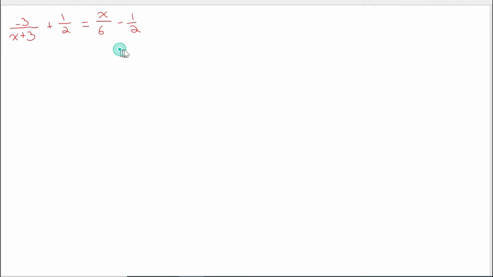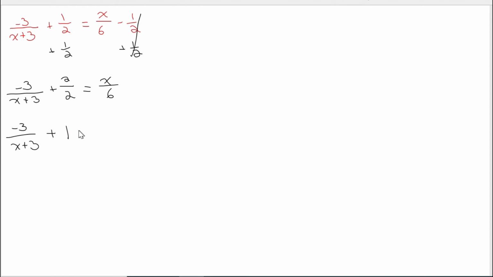So what I did was I added a half on this side, which is legal, and I added a half to this side, which gives you negative 3 over x plus 3, plus 1 half plus 1 half, will give you 2 over 2, which ultimately will give you 1, equals x over 6. Okay, now I'm going to rewrite this as negative 3 over x plus 3, plus 1, equals x over 6.